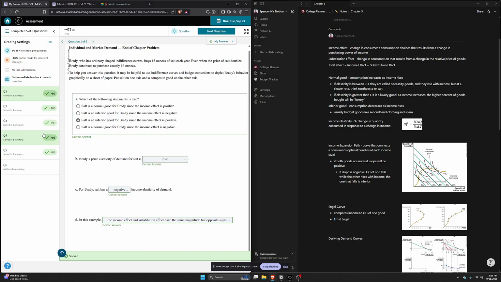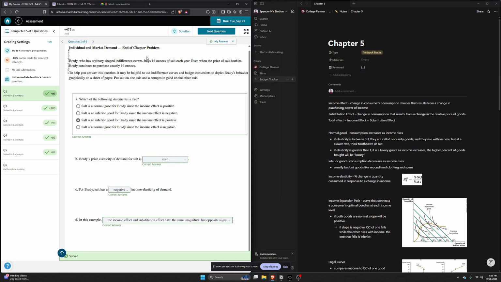Again, this one was a little tricky, just because the elasticity is 0, so I didn't really know how to answer this. Because you can see he buys 16 ounces of salt each year, and even when the price of salt doubles, he continues to purchase exactly 16 ounces. So the price had no effect on his demand.